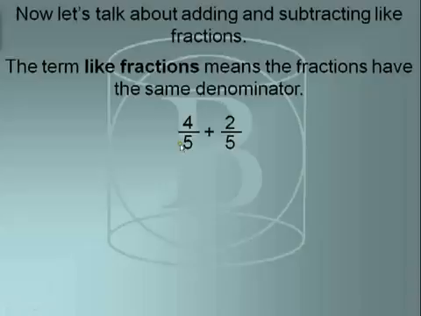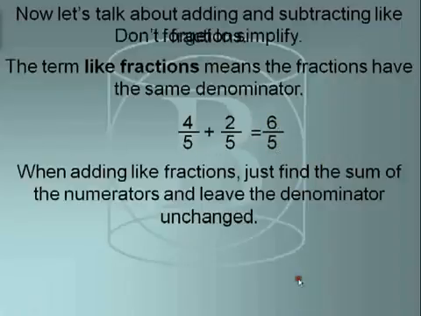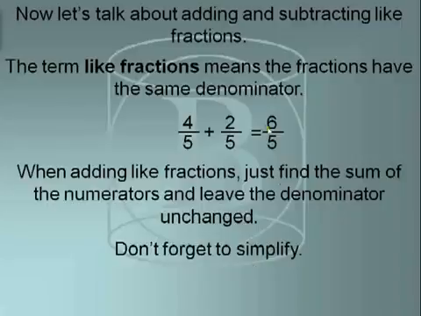Alright, so I have 4 over 5 plus 2 over 5. When adding like fractions, you just find the sum of the numerators and leave the denominator unchanged. So this is pretty simple. I add 4 and 2 and get 6, and I leave the 5 alone. Don't forget you've got to simplify, so 5 will go into 6 one time with a remainder of 1, so I have 1 and 1/5.